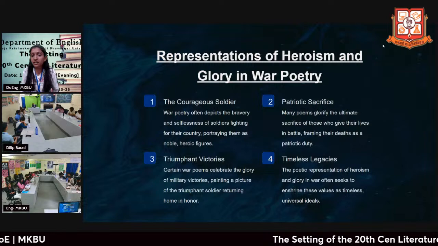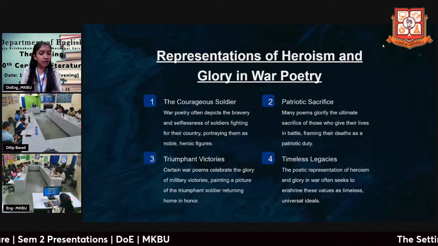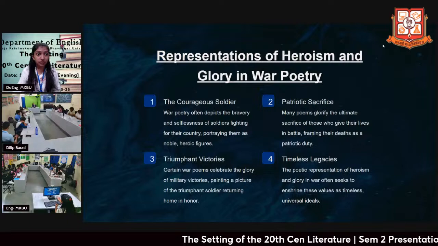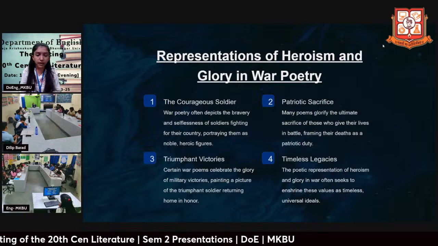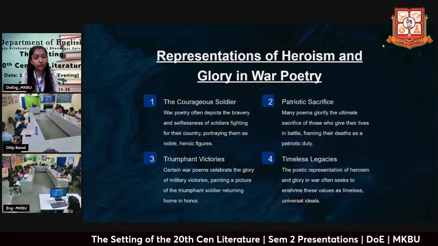a patriotic duty. Yes, we also find similar themes in the poem Target, the fear. Yes, how they are going to lose their lives for the nation, but in a way they are fearful: what if I am not able to go home? Yes, triumphant victories. Certain war poems celebrate the glory of military victories, painting a picture of a triumphant soldier returning home in honor.